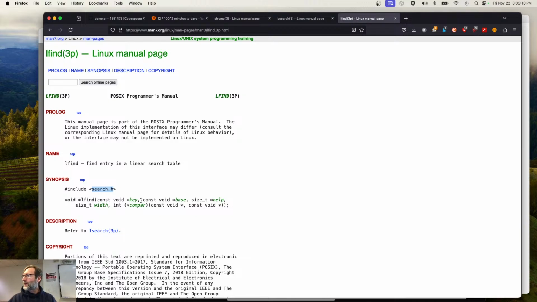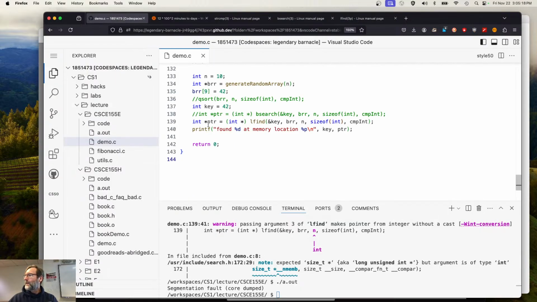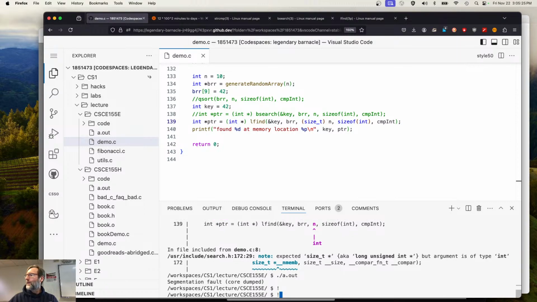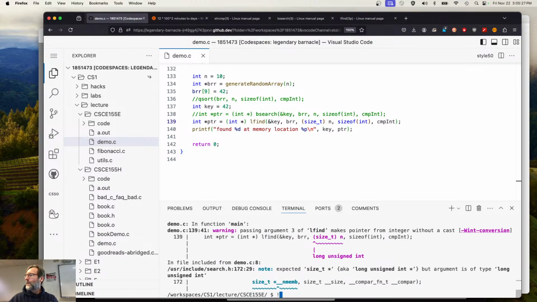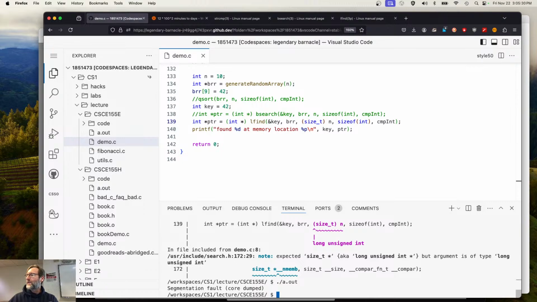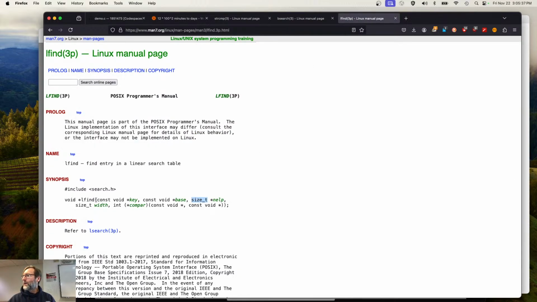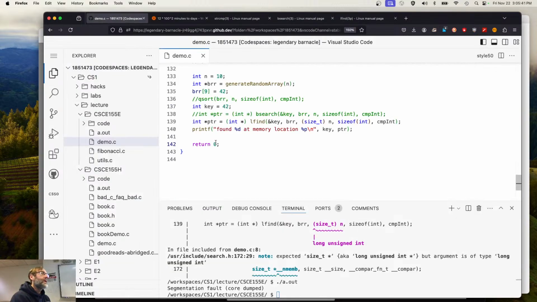What's the... okay, so base, number of elements should be size T. All right. Pretty sure that this is okay. Okay, I'm not sure why it's segfaulting. 42. It does return a pointer to where it should find it. I'll have to dig deeper into that, but you don't have to write your own linear search algorithm, right?